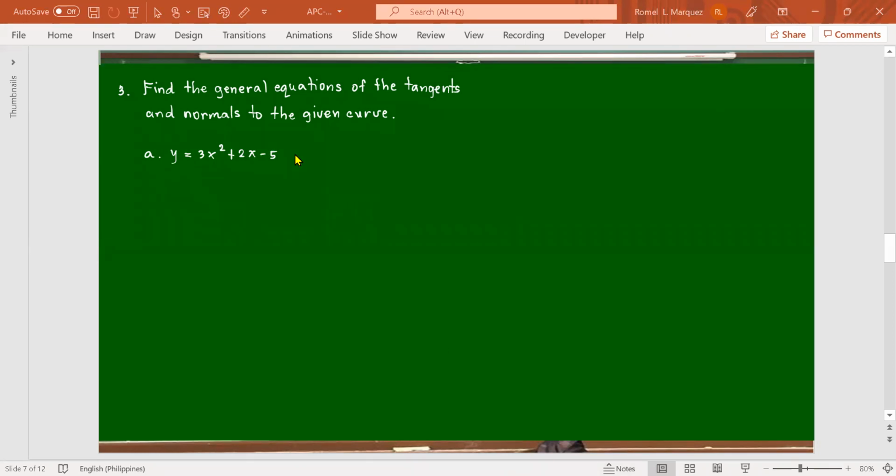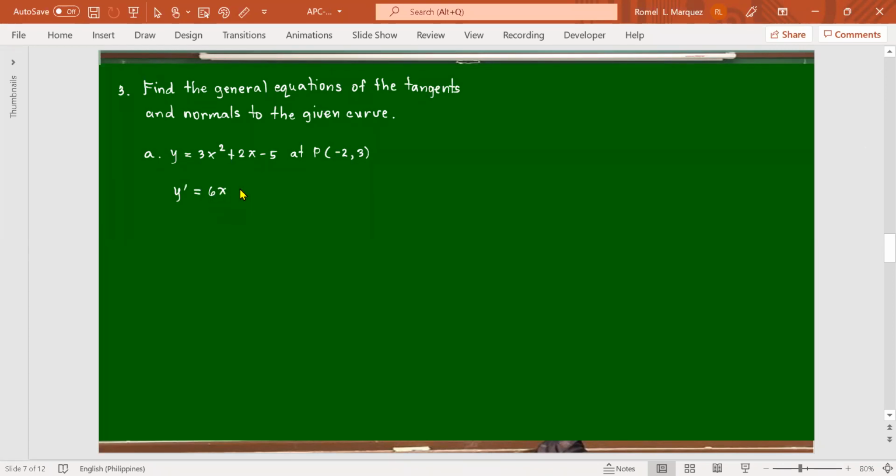At the point (-2, 3). Could you please check if this is really on the parabola? Actually, that is a parabola, no? Guys, 3 times 4 minus 4 minus 5. Oh, it is equal to 3, the value of y. Okay, we can proceed. First, we need to get the derivative.